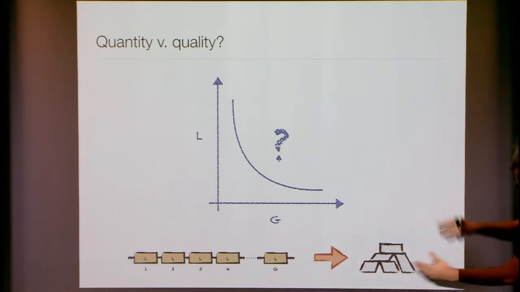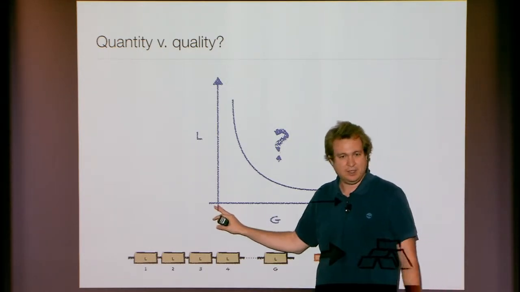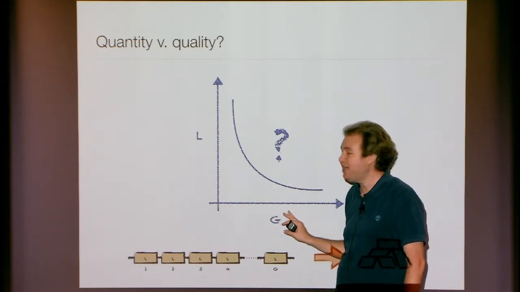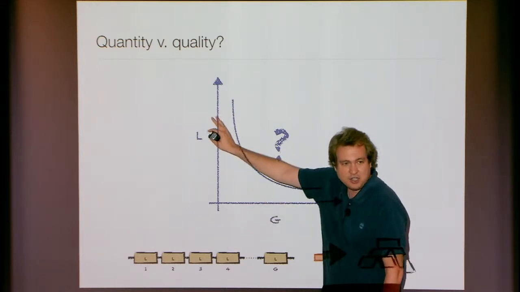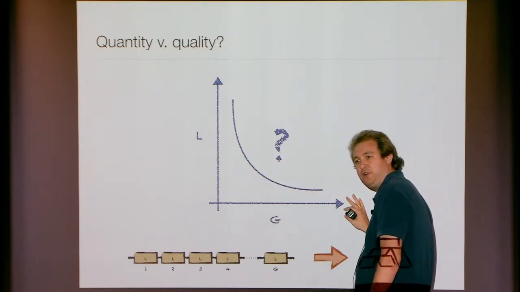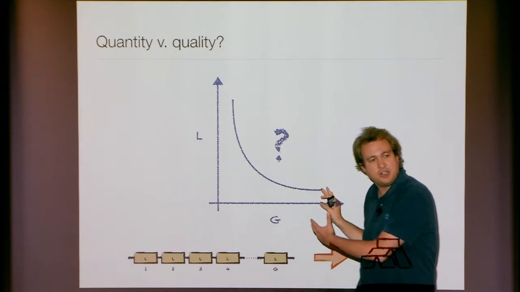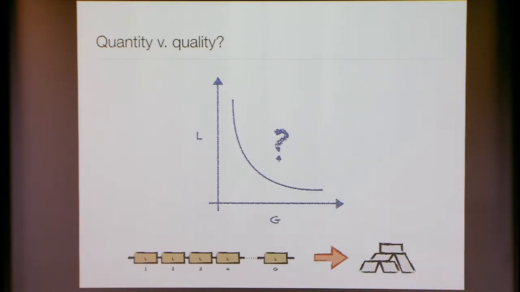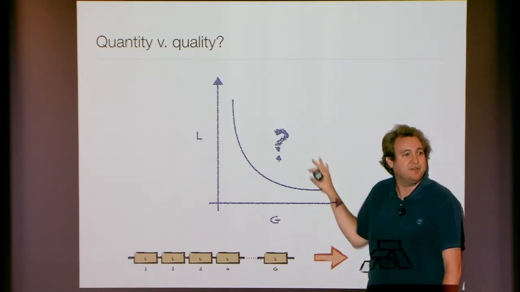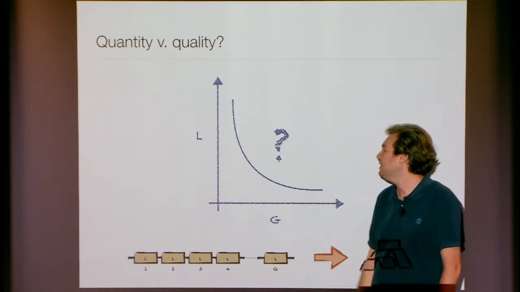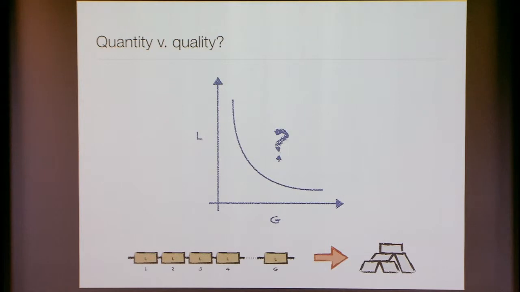The longer your genes are, maybe you need fewer of them, and vice versa. In general, is it better to have tons of short genes or a smaller number of longer genes? What's the trade-off between this? What are methods that work well in different parts of this picture? So this is the goal.